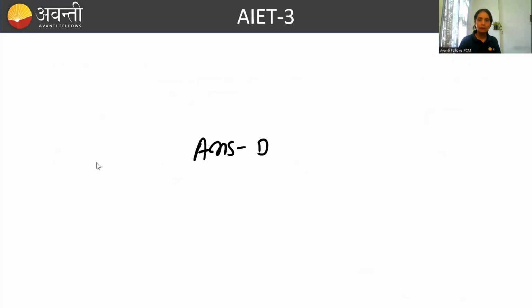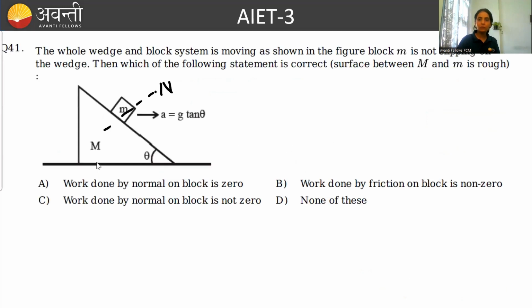Okay, now let's do this question. Let's read. In this question, the whole wedge and block system is moving as shown in the figure, right? Block m is not slipping on the wedge. That is, the relative motion between the block and the wedge is 0. The small m is not sliding over the surface of capital M, right? Then which of the following statements is correct? Work done by normal on block is 0.